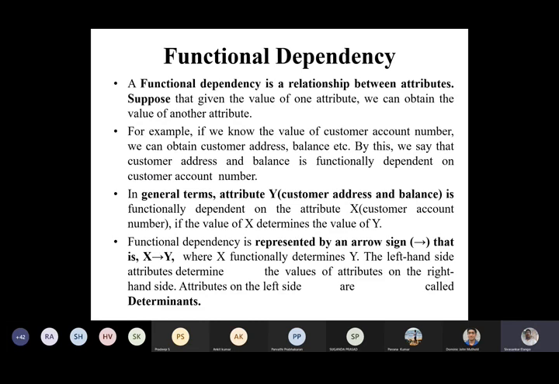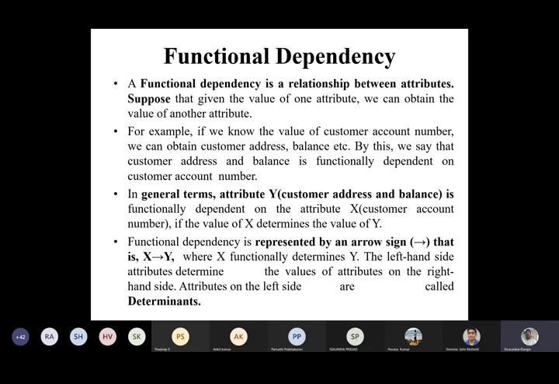Anyway, functional dependency is the relationship between the attributes. Suppose that given one attribute, we can obtain the value of another attribute. We say that they are functionally dependent. For example, if you know the account number of a customer in a bank, you will be able to get the customer's address, balance details, and so on. So we say that the customer's name and account balance are functionally dependent on the attribute account number.